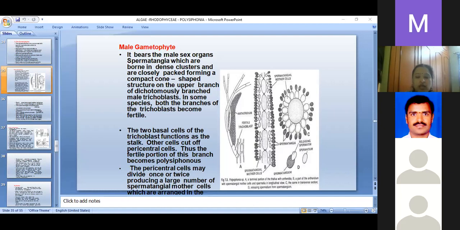You can write that down: post fertilization changes. Very important, girls. The post fertilization changes in Polysiphonia. These are the steps. The first step: the two-celled lateral sterile filament becomes 4 to 10 celled, that is, the two-celled lateral filament turns into the 4 to 10 cell stage.